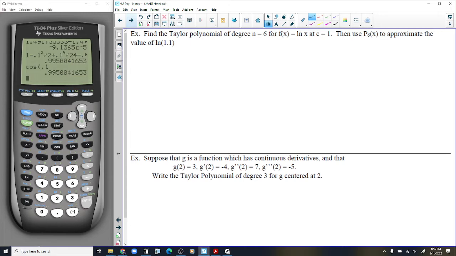What do you do here? Oh, is this back in the notes again? Or it's in the packet? Okay.